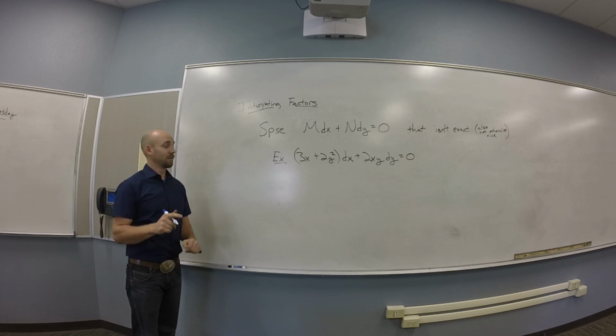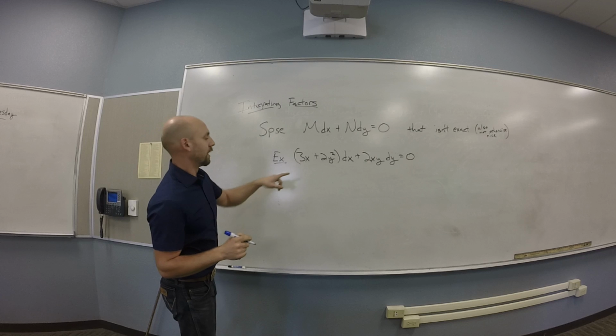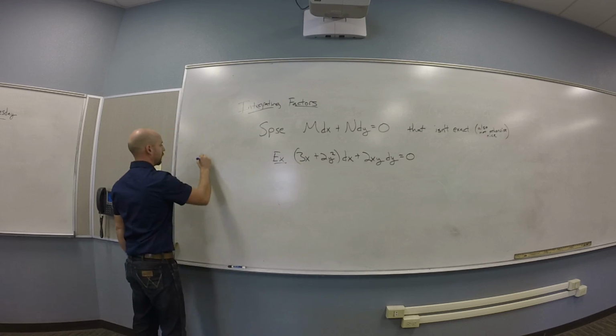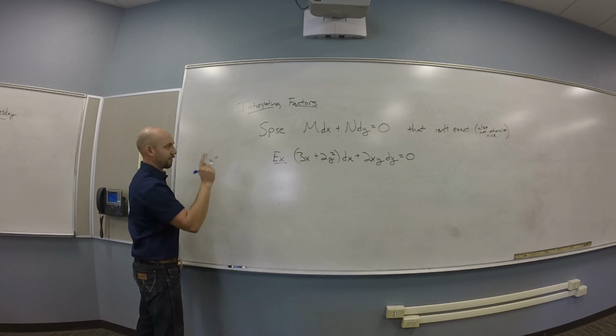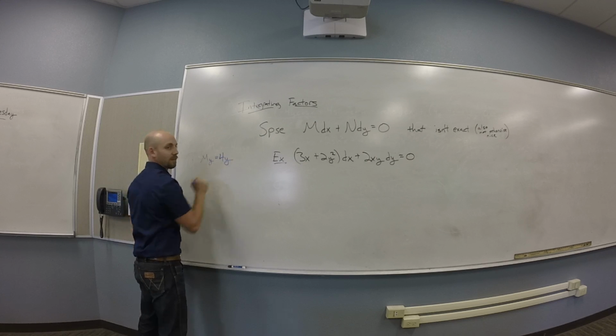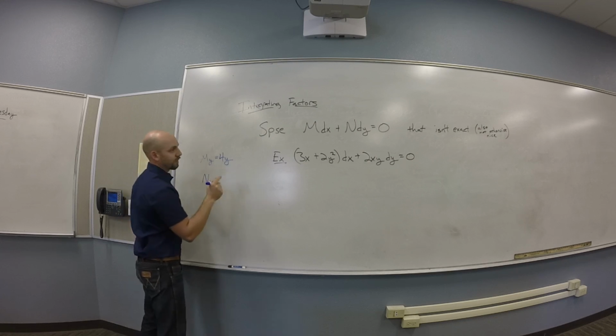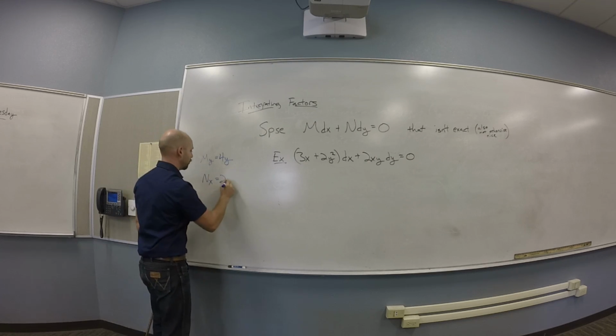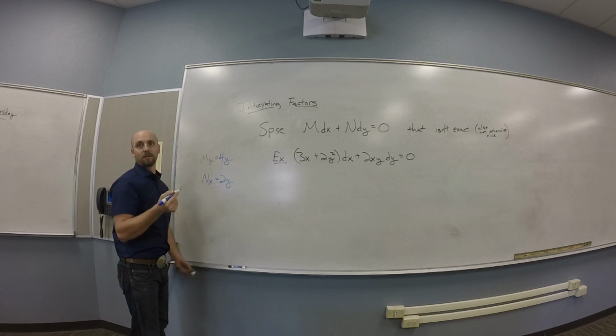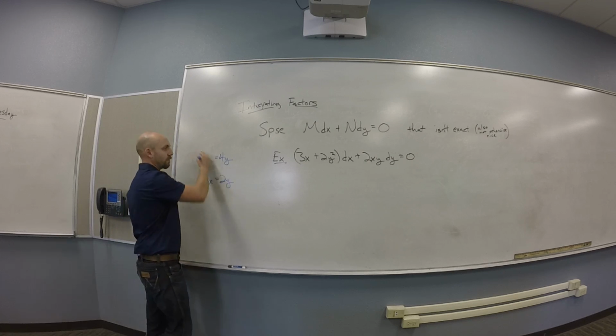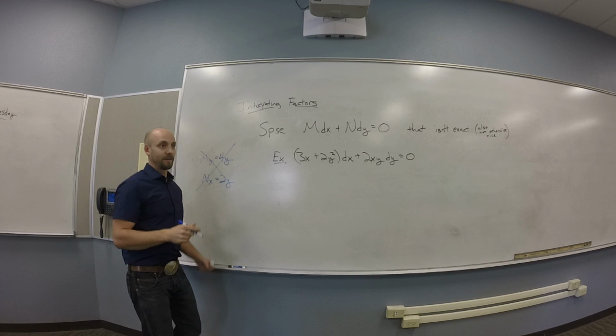Take the y partial of the first part and the x partial of the second. Okay, so the y partial of the first part, so my is 4y. And then take the x partial of the other part. So nx is 2y. Okay, they're not the same. This thing is not exact.